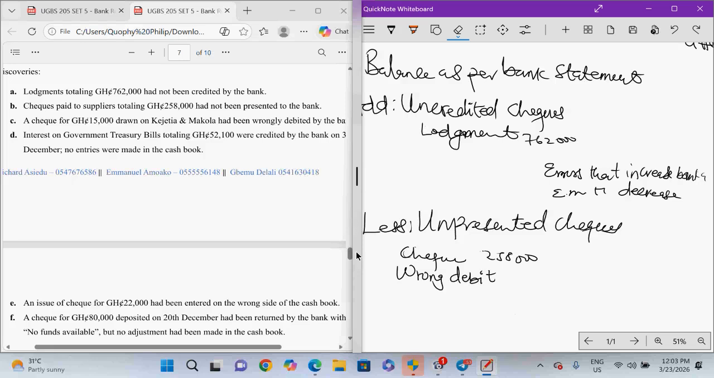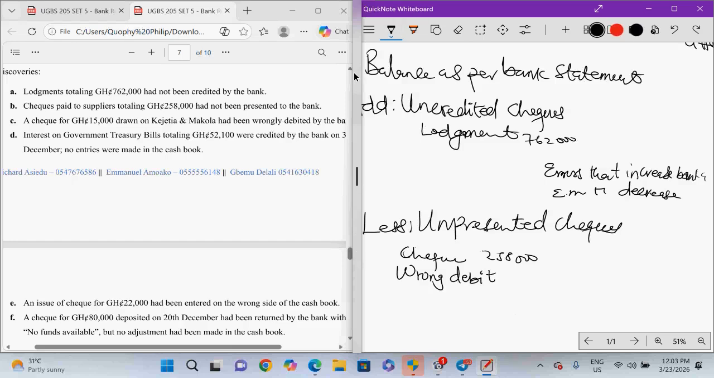So our account is high in the bank statement, and this is increasing our bank statement. So that is why it's a wrong debit. And the wrong debit goes with the unpresented checks. That is why the wrong debit will come here as 15,000.